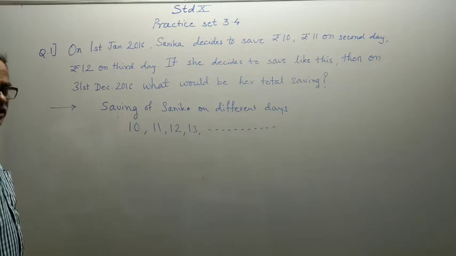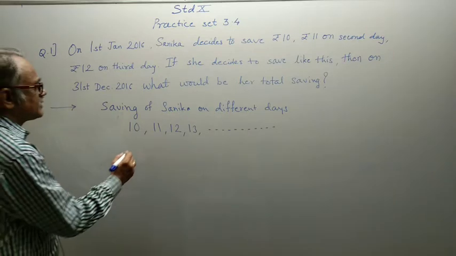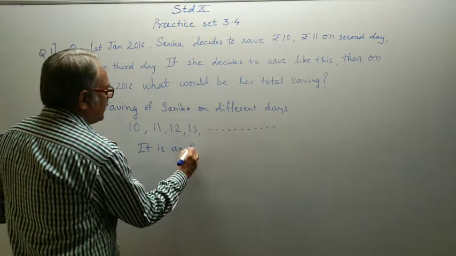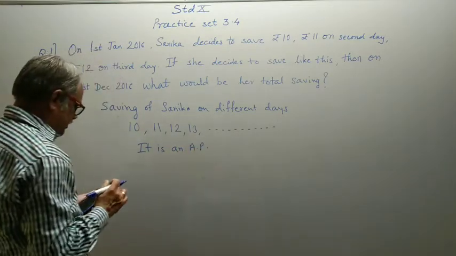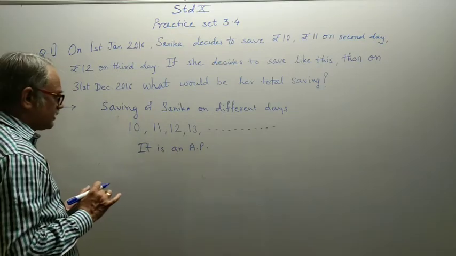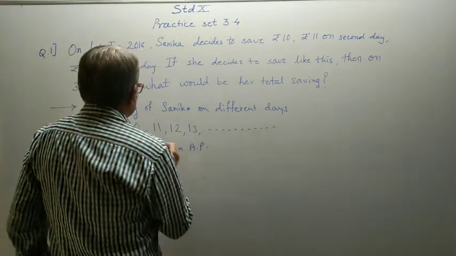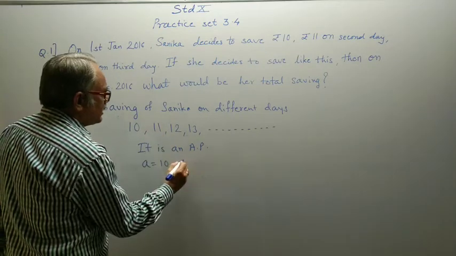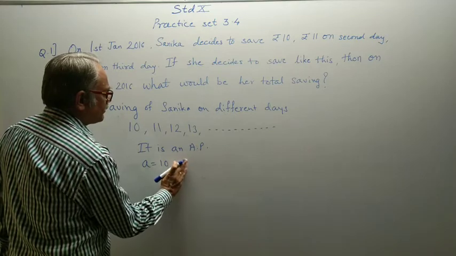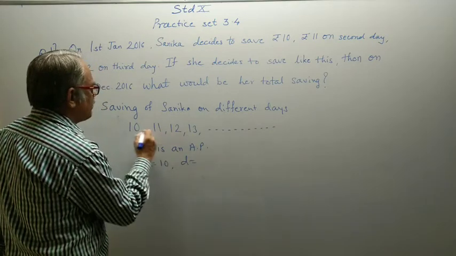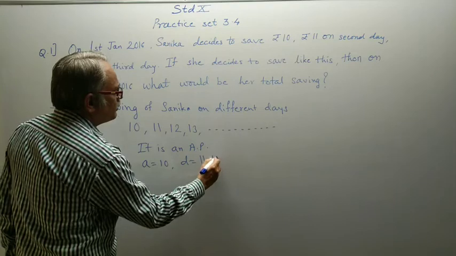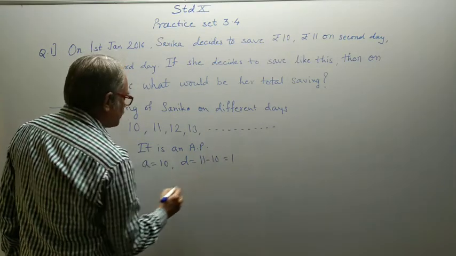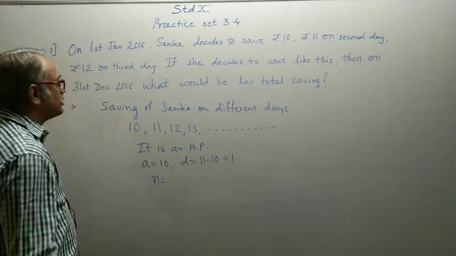Now main question, is it AP? Yes, it is an AP. What is A? A is equal to 10. Then D. D is equal to 11 minus 10, difference 1, daily 1, D is 1. And what is N? Most important.